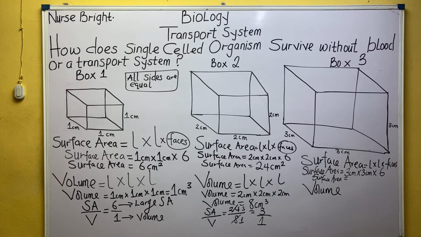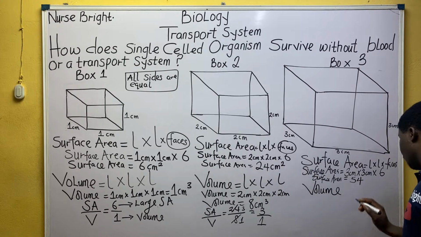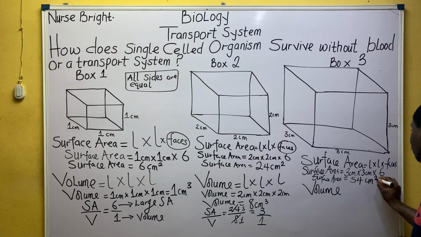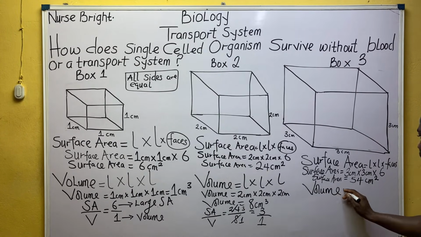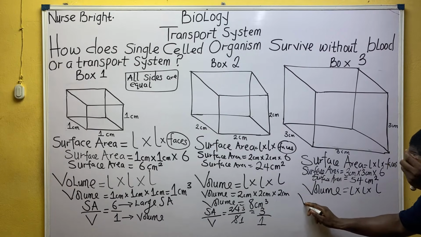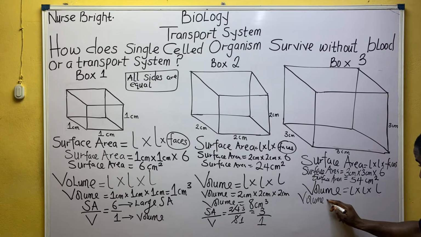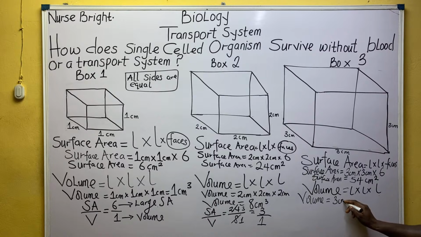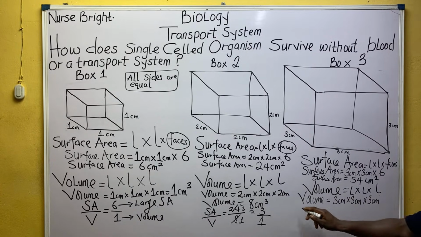So I have 54 centimeter squared, and volume is length times length times length, right? Volume will now be equal to what? The length is 3 centimeter times 3 centimeter times 3 centimeters. So volume will be 3 times 3 times 3.